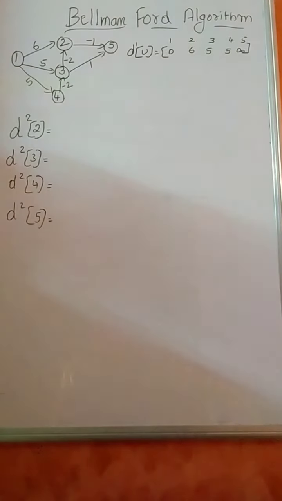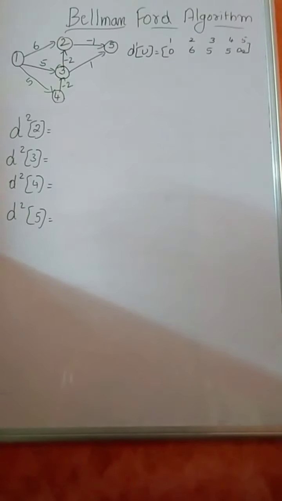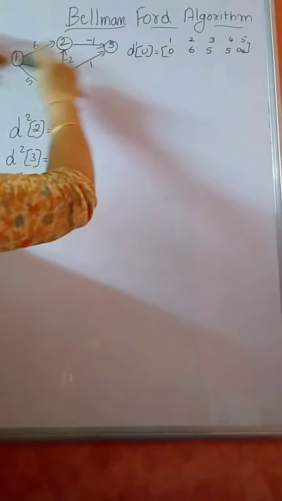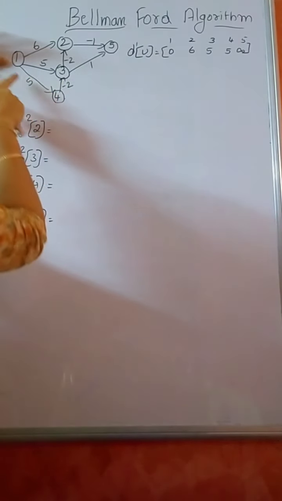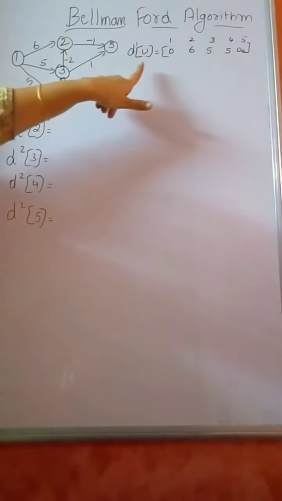Now let us consider this particular example. This is the graph with 5 vertices, and this is the initial distance vector. 1 to 1 will be 0, 1 to 2 is equal to 6, 1 to 3 is equal to 5, and 1 to 4 is equal to 5. And 1 to 5 there is no distance, so let it be infinity. That is the initial distance vector that we are having.